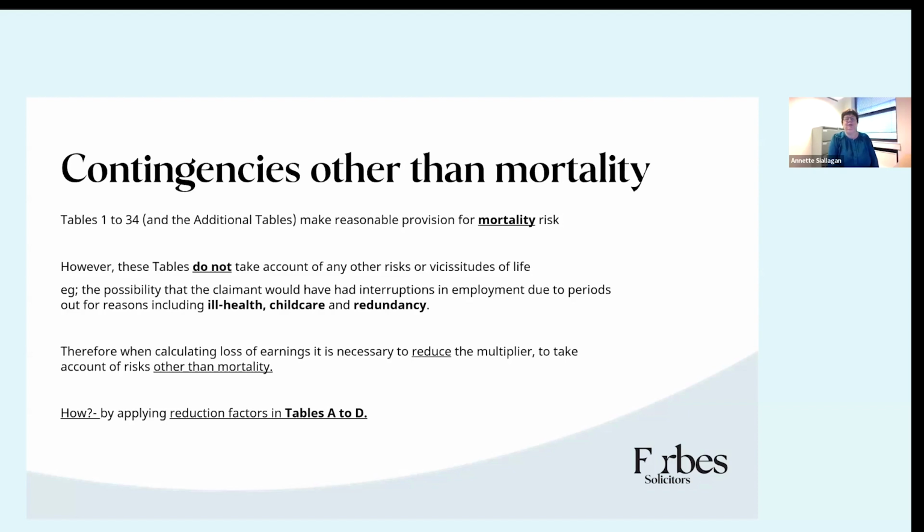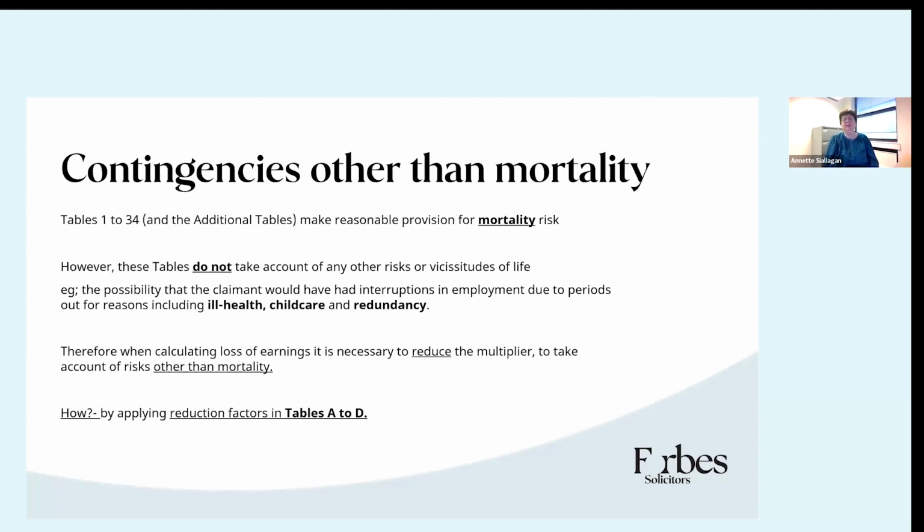This is basically when you're dealing with a claim for loss of earnings. Like I said, tables 1 to 34 take into account mortality rates, but they don't take into account what might happen if you had ill health, childcare or redundancy, so that you had an interruption in your periods of employment.